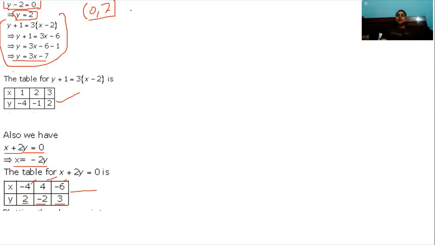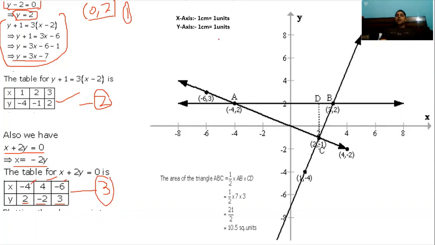This is your first line, this is the second line, and this is the third line. Now again plot these points on the graph paper. We take 1 centimeter equal to 1 unit, or 2 centimeter equal to 2 units. When we plot these points on the graph paper, it will look like this.